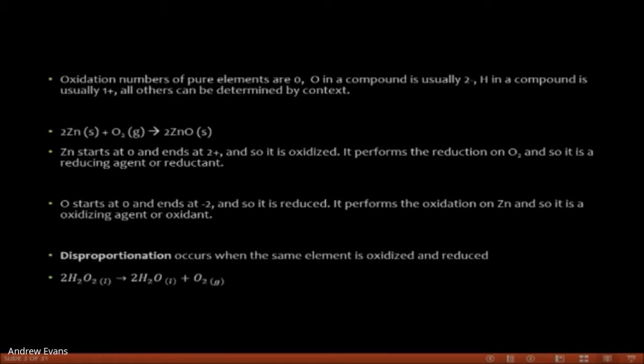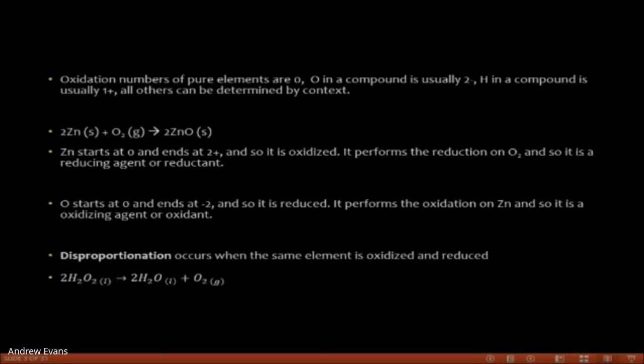Pretty much every other element can be determined via context. However, halogens are usually -1, group 1 metals are usually +1, and group 2 metals are usually +2. But oxygen and hydrogen will usually get you there most of the time.